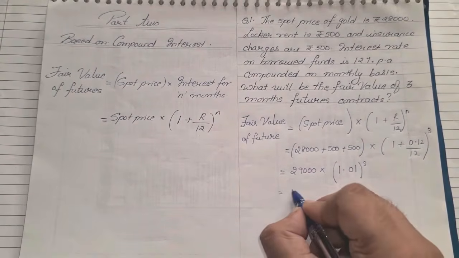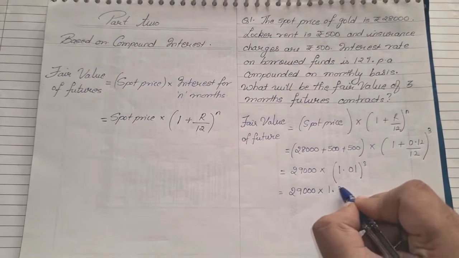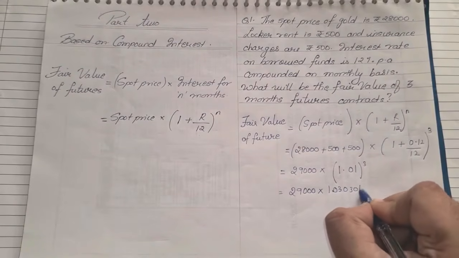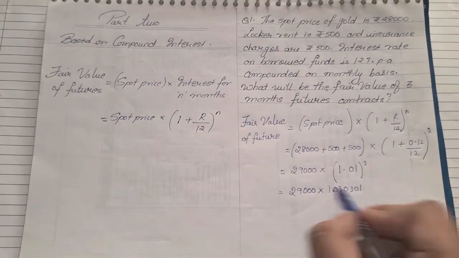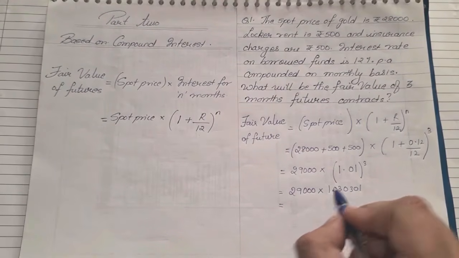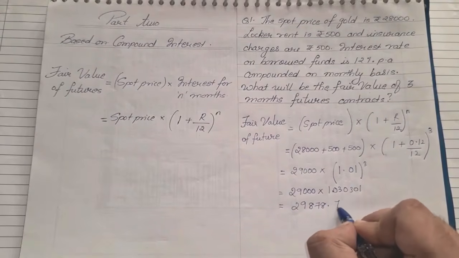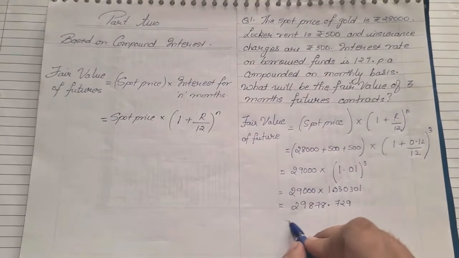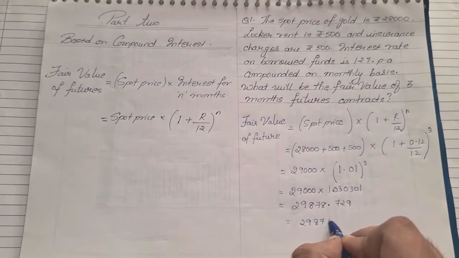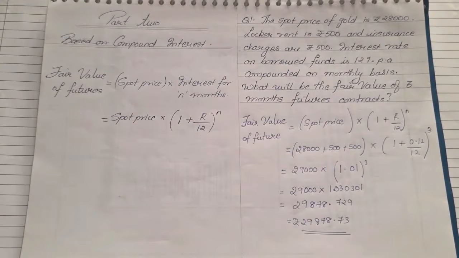So when you cube it, the answer that you all should have got would have been 29,000 into 1.030301. Now the last step, very simple, just to multiply them. 29,000 into 1.030301, that will be approximately 29,878.729. You round it up and we get the answer as 29,878.73. So our future value under compound interest is 29,878.73 for the particular sum.